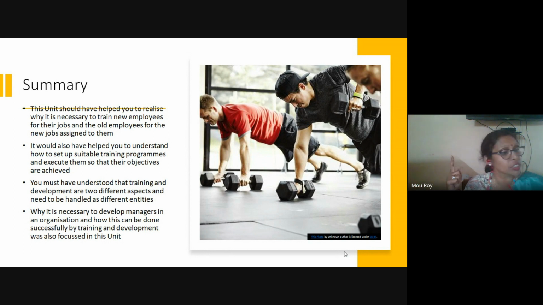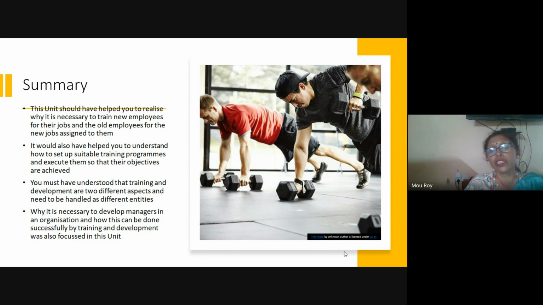I told you there was a topic on job evaluation, where that is very necessary. You have to evaluate. So you must have now understood why training and development are very important and crucial for the organization. There are two different aspects, and they have to be handled in an efficient, proper and very customized manner, as different entities.